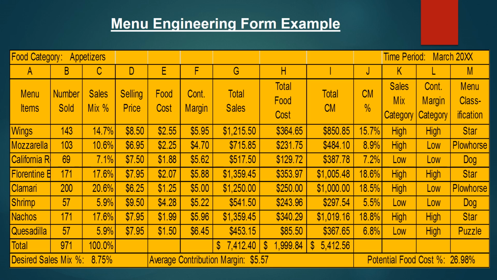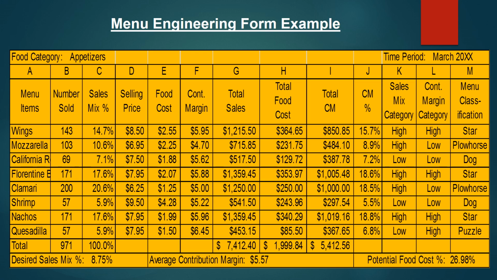Here is a sample menu engineering chart. To use it, the manager would first input the information regarding the menu items. So here we have the menu items for this fictitious menu: wings, mozzarella sticks, California roll, Florentine empanadas, calamari, shrimp, nachos, and quesadilla. This would be for the appetizer category for the time period of the month of March.